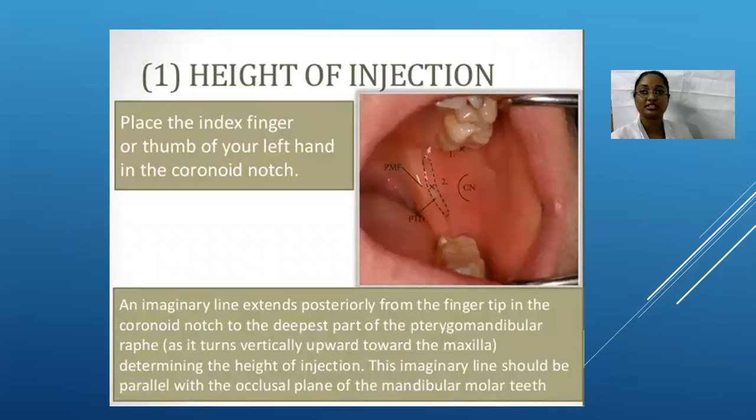First, the height of the injection. Place an index finger or thumb on the coronoid notch and palpate the coronoid notch. An imaginary line is drawn from the fingertip on the coronoid notch to the deepest part of the pterygomandibular raphe. From the deepest part of the pterygomandibular raphe, it usually turns vertically upward towards the maxilla, and this determines the height of the injection.